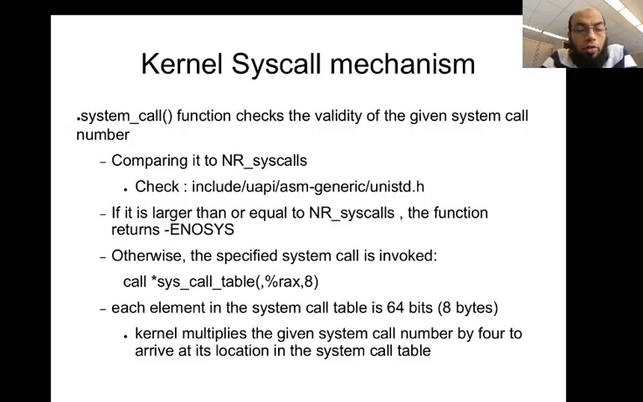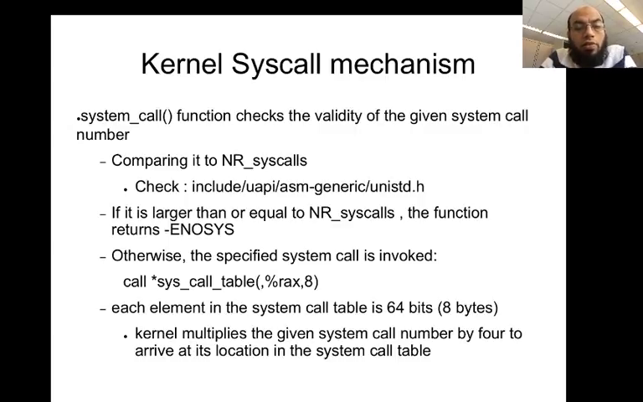If the number of the system call is larger than or equal to the nr syscalls, if basically that system call does not exist, okay, then you basically exit with an error and you throw an error number, the negative ENOSYS basically. Otherwise the specified system call is invoked by basically fetching it from the table, and each element in the system call table is 64 bits, so it's 8 bytes.